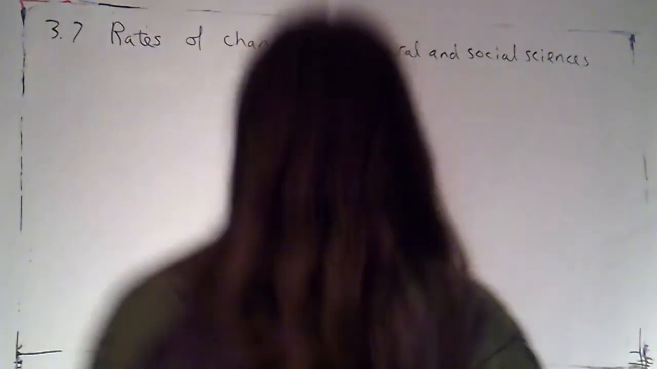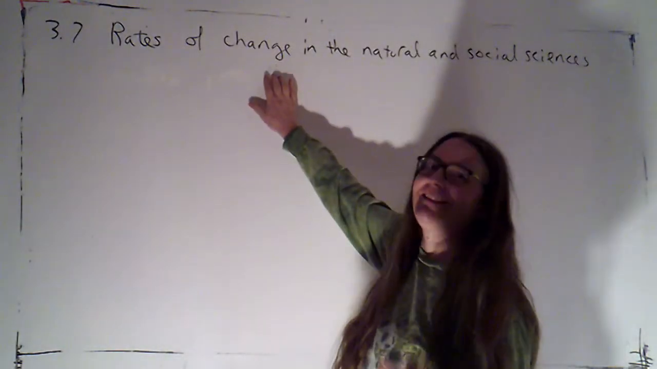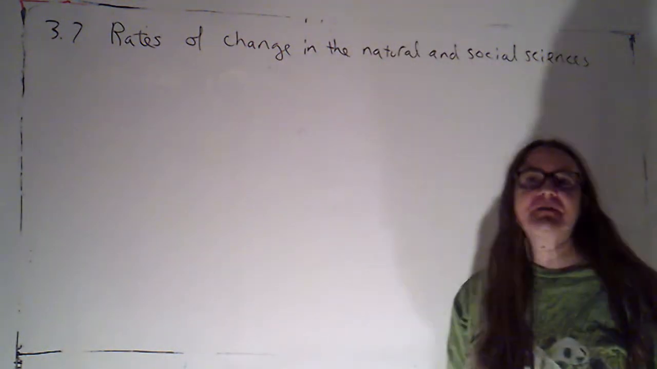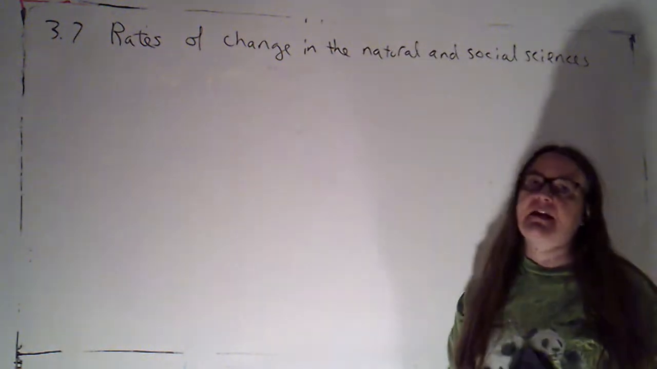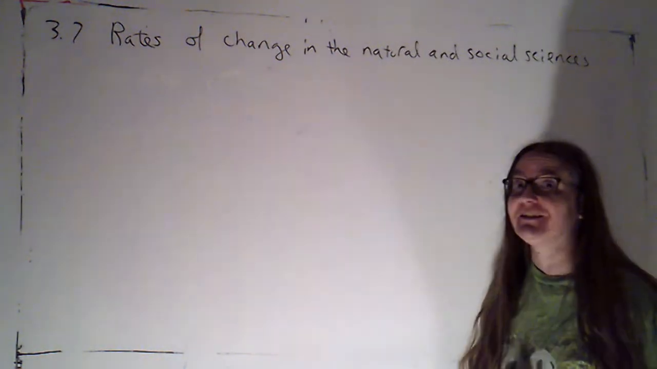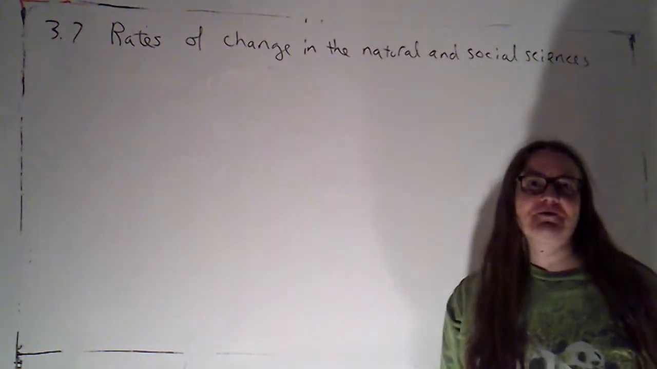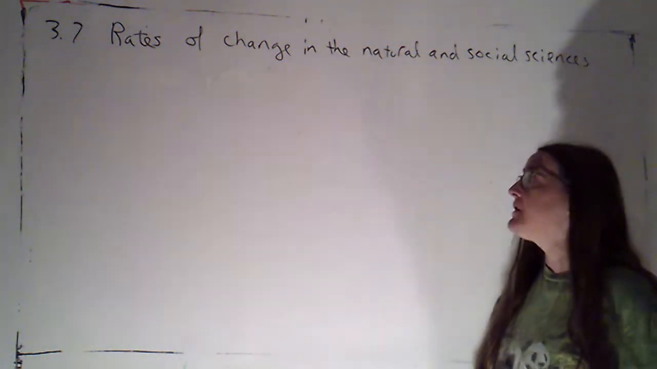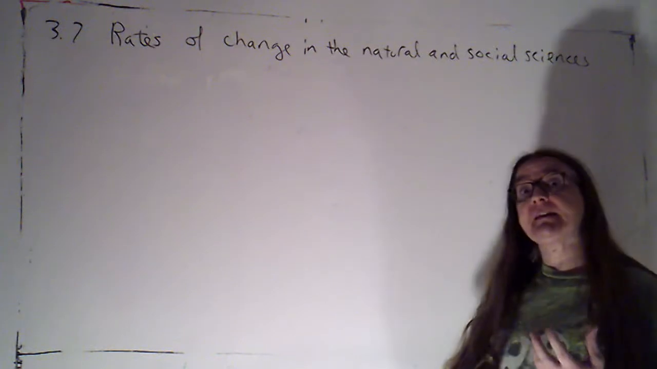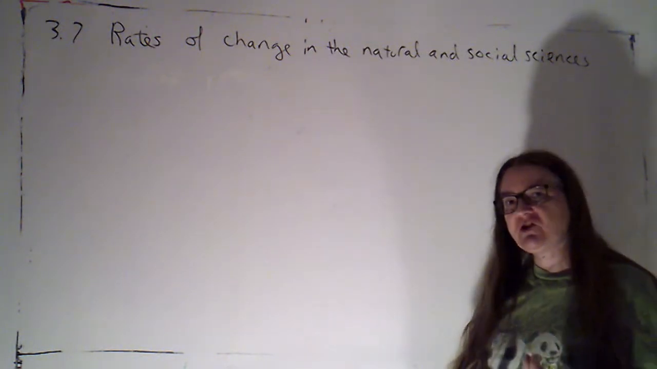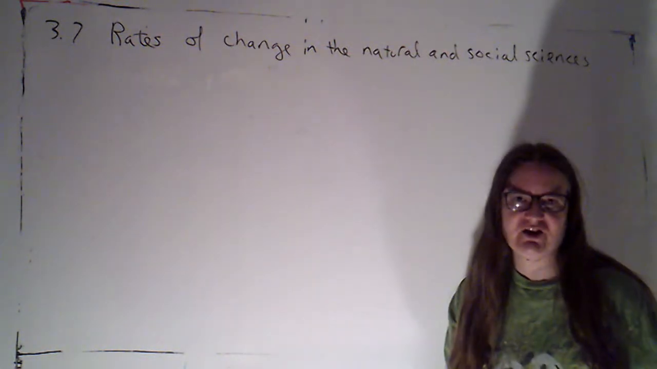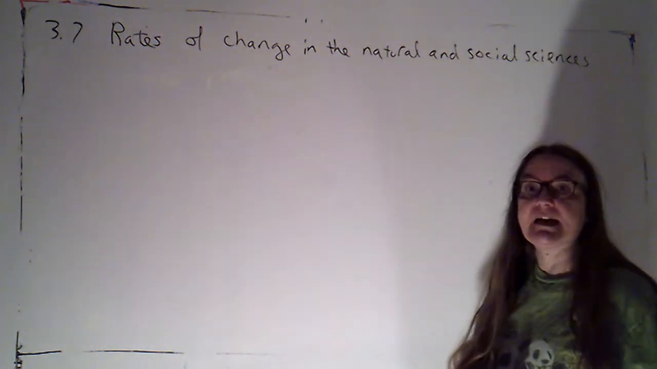Section 3.7 is about rates of change. Instantaneous rates of change would be derivatives in the natural and social sciences. So it includes lots of examples of applications of calculus in the natural and social sciences. We're going to focus on, and I will only hold you responsible for, a physics application, which is position as a function of time. That's sort of the classic application of calculus that usually gets studied.